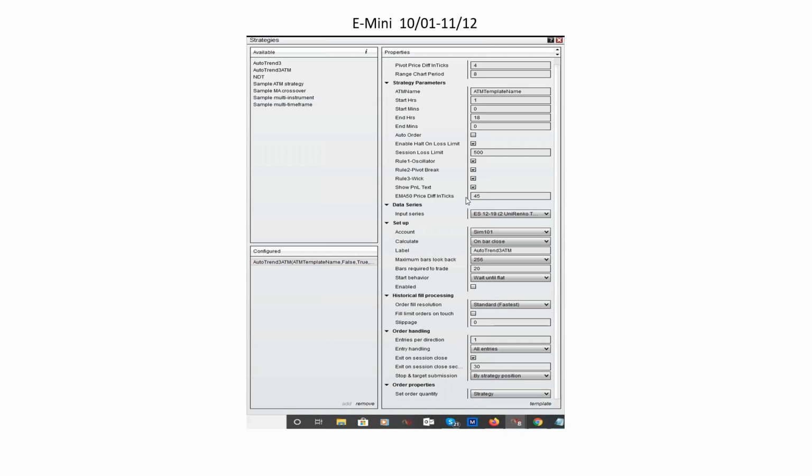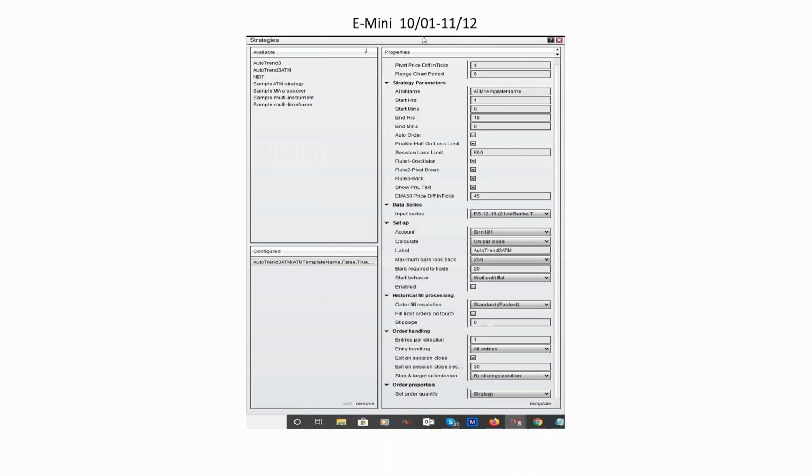Now we're going to provide you with configurable templates, and if you're really interested in trading an additional market, we'll create an additional template for you. But it's going to come complete with these templates.